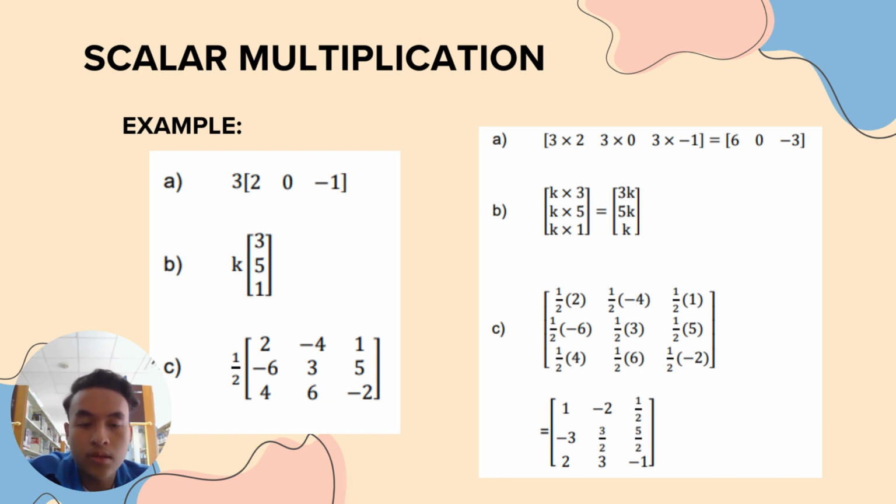For A, 3 has to multiply with 2, 0, and -1. So the answer is 3 multiplied with 2 equals 6. 3 multiplied with 0 equals 0. And 3 multiplied with -1 is -3. So we look at B.